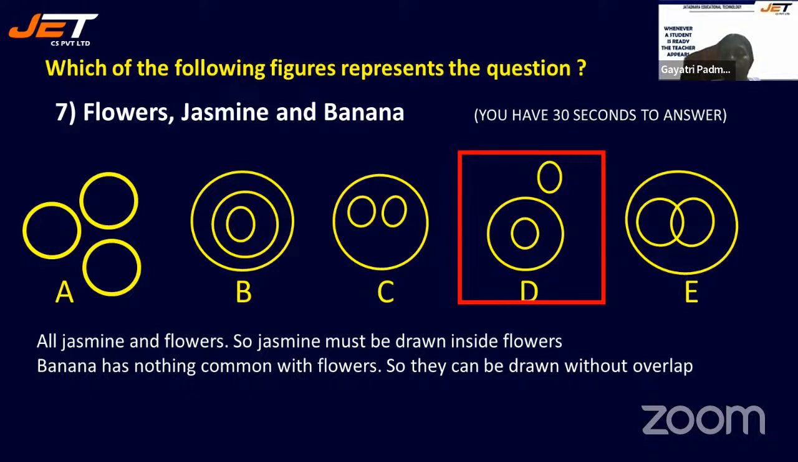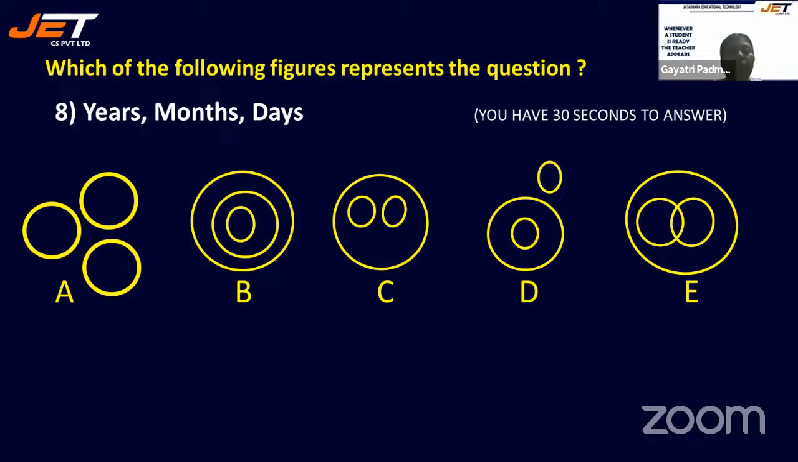Is it clear? So the moment you see such kind of question, you need to find the similarity. What is similar to what? What comes under what? If you can join anything, if you can put that under one single thing, like here, jasmine comes under flowers. So draw flowers first. If you're able to get the similarity, then immediately you should draw like this. And anything which is not common or has nothing to do with it, you will put separately. All right, now see the next one.